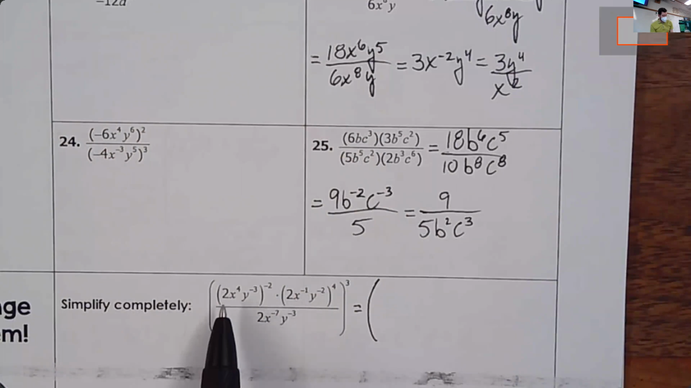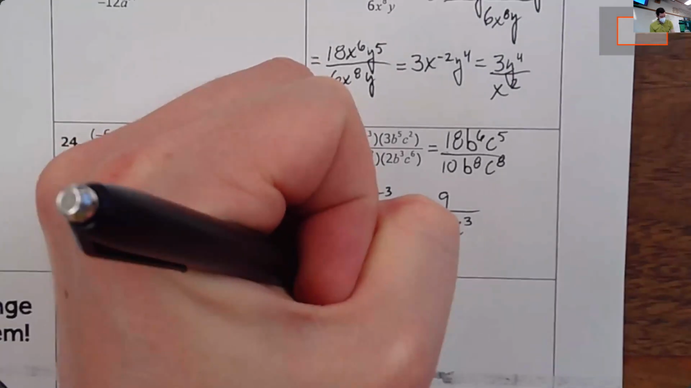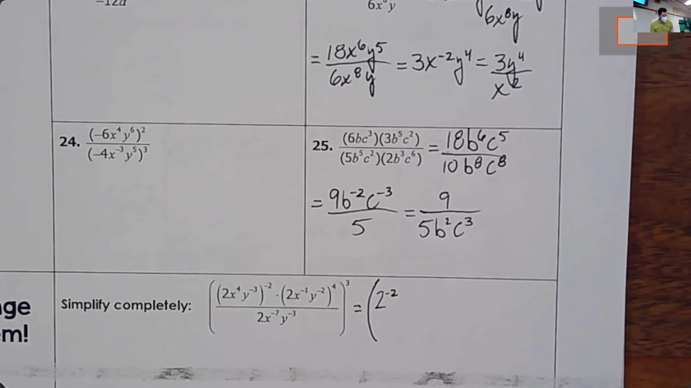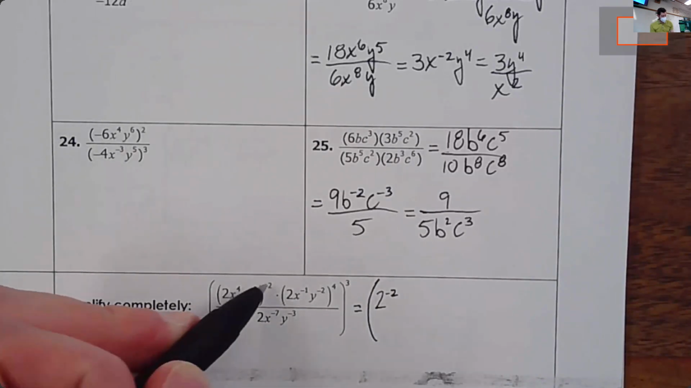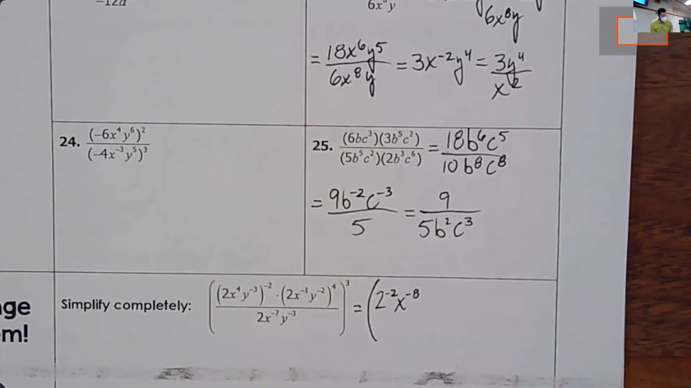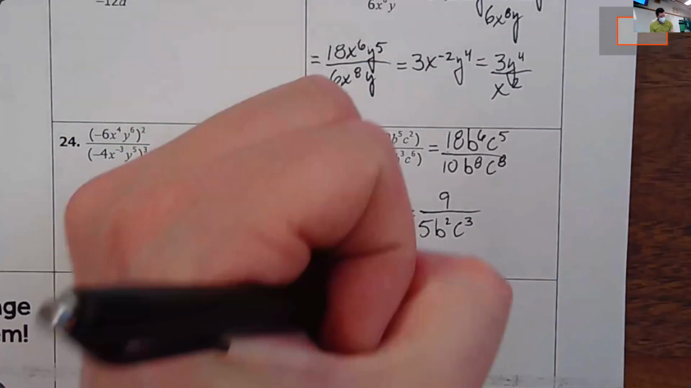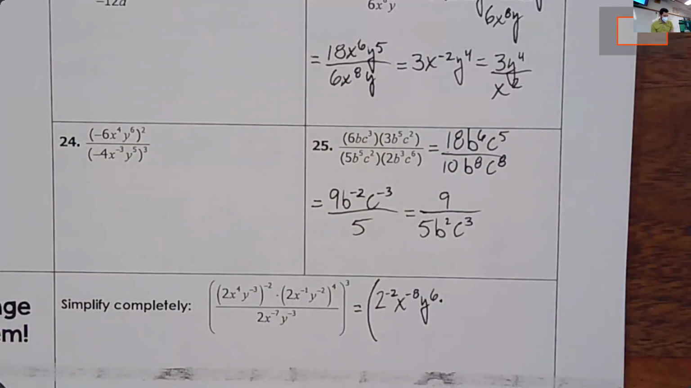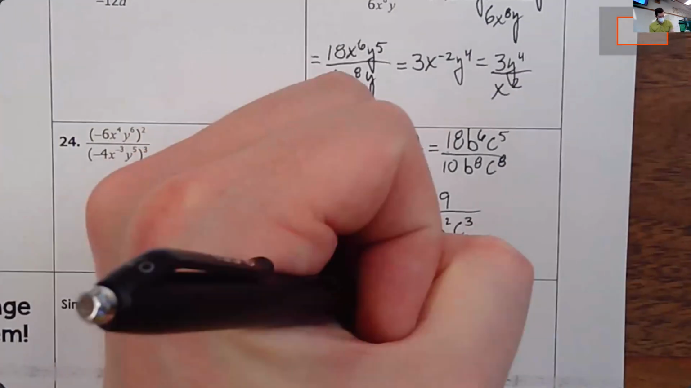So 2 to the negative 2 power, so that's 2 to the negative 2 power. And then 4 times negative 2 would be x to the negative 8. And then negative 3 times negative 2 would be y to the 6th. And then times 2 to the 4th power is 2 times 2 times 2 times 2, which is 16. So times 16.